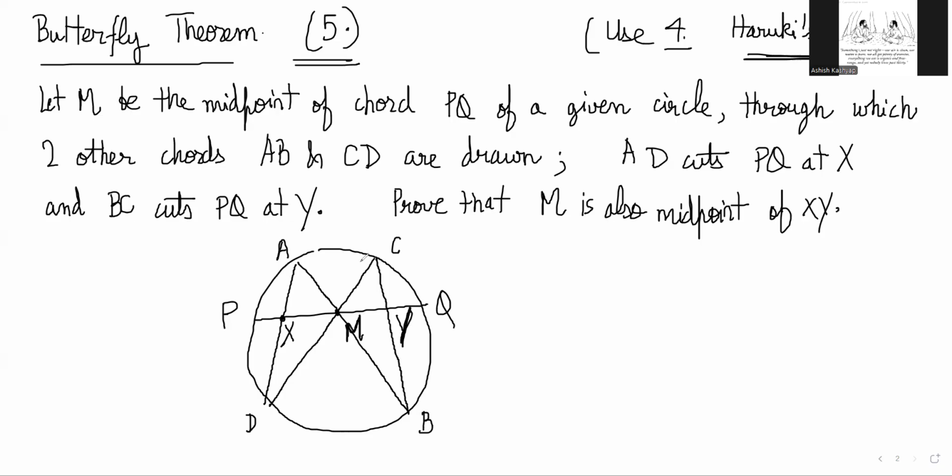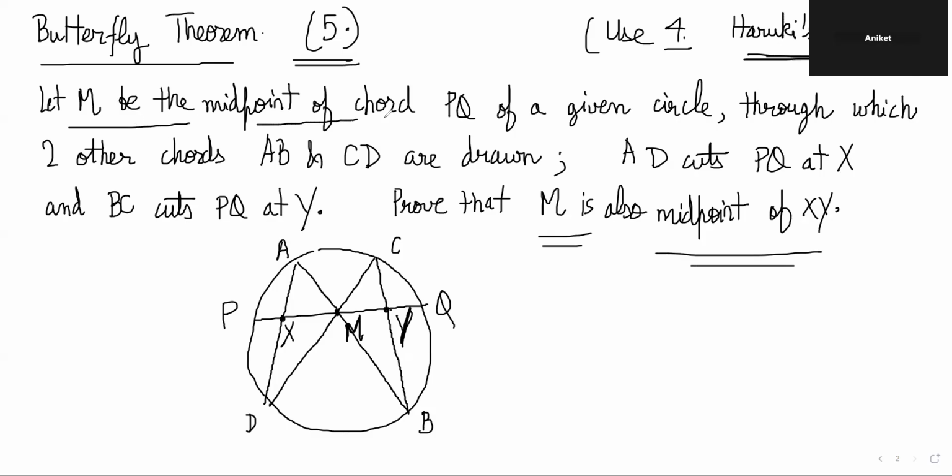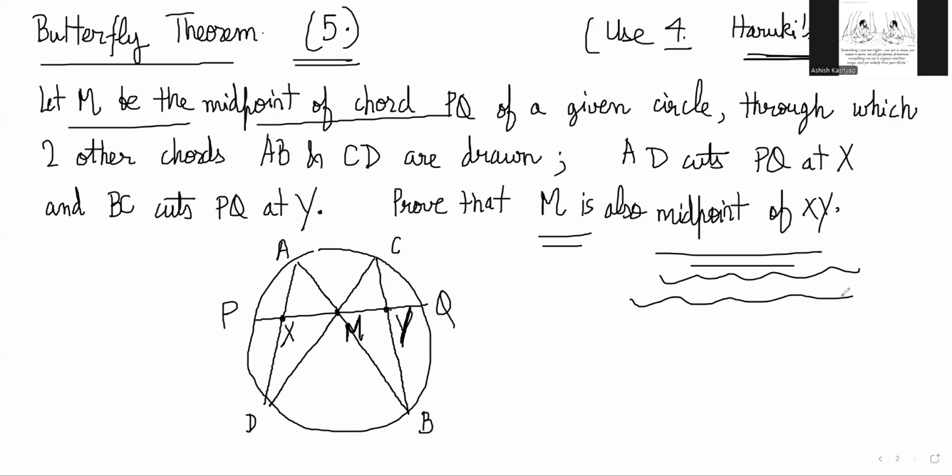You can see that it looks a little bit like a butterfly's wings. You have to prove that M is also midpoint of XY. Not just M was midpoint of PQ, right? Got it, sir. M was midpoint of PQ, and now we have drawn through M two chords and joined these lines. Now you have to prove that M is also midpoint of XY. Yes. The best proof of this will be using Haruki's lemma, which you have to do yourself. Yes. So try it out.